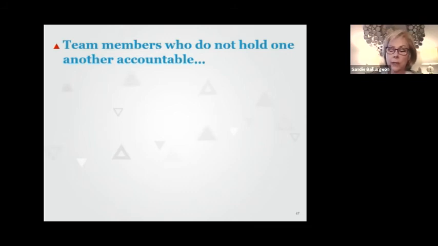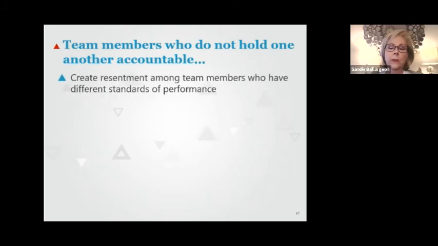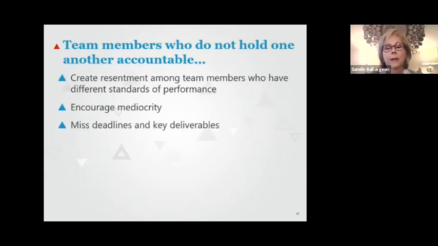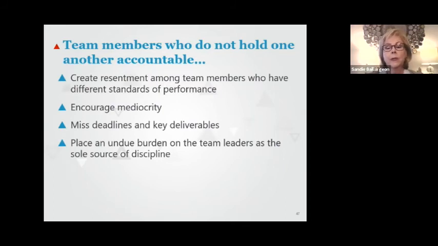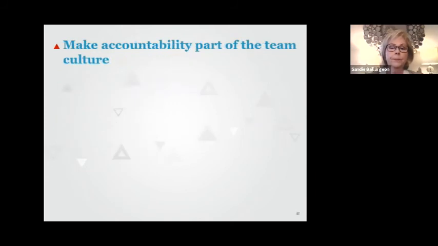So team members who do not hold one another accountable create resentment among team members who have different standards of performance. Everyone needs to pull their own weight and feel that everybody is pulling their own weight. It encourages mediocrity. They miss deadlines and key deliverables as well. It also places undue burden on the team leaders as the sole source of discipline.